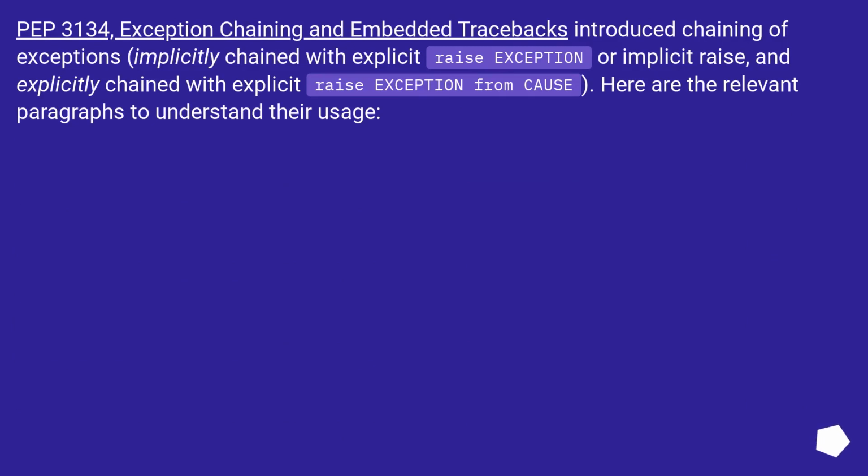PEP 3134, Exception Chaining and Embedded Tracebacks, introduced chaining of exceptions, implicitly chained with explicit raise exception or implicit raise, and explicitly chained with explicit raise exception from cause. Here are the relevant paragraphs to understand their usage.